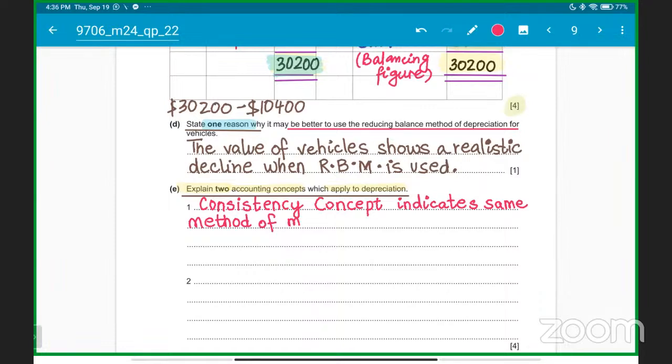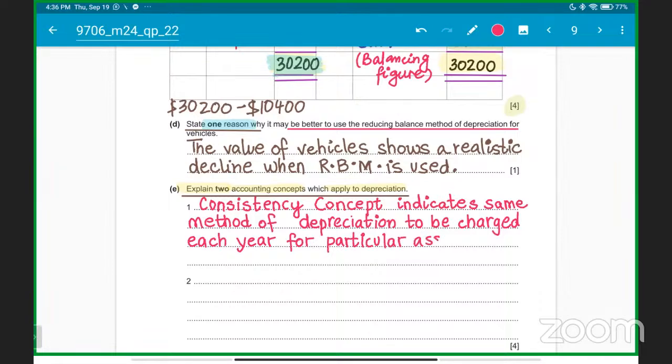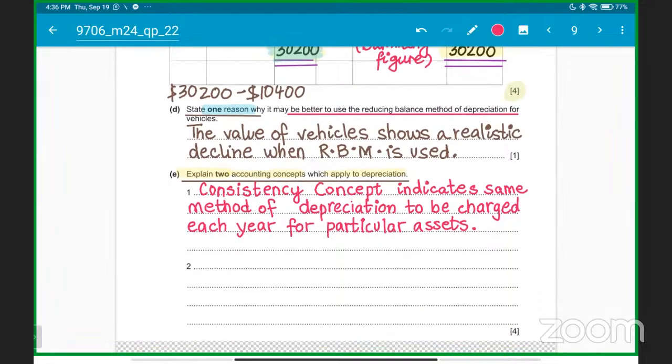Consistency concept indicates the same method of depreciation to be charged each year, for the particular asset. That means if you are using straight line for delivery vehicles, you have to use that same method. Okay, so one of the concepts will be this.